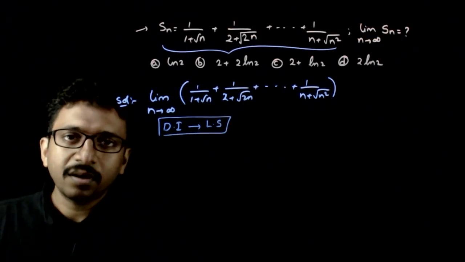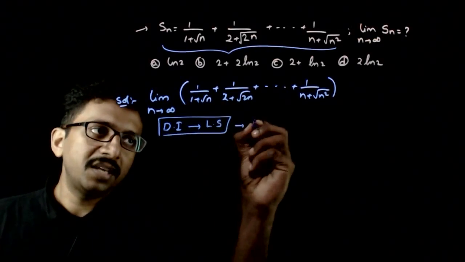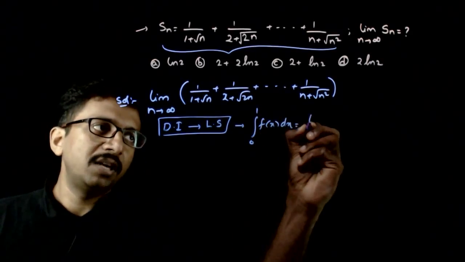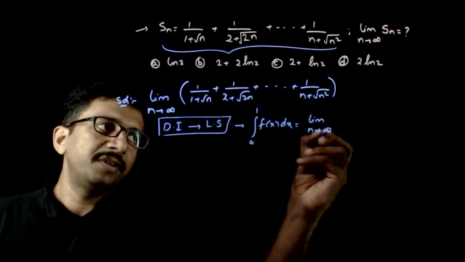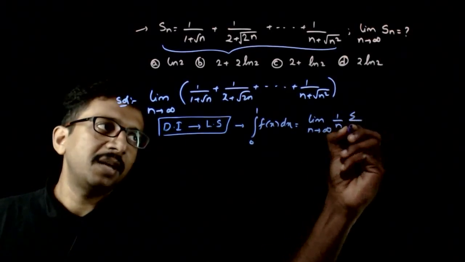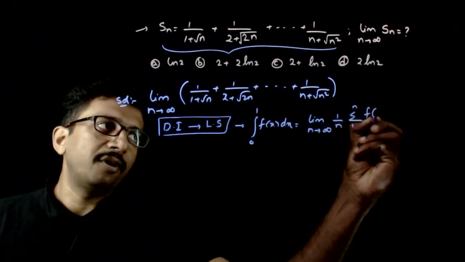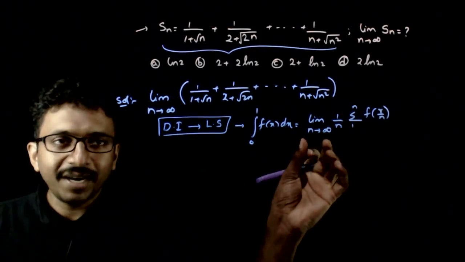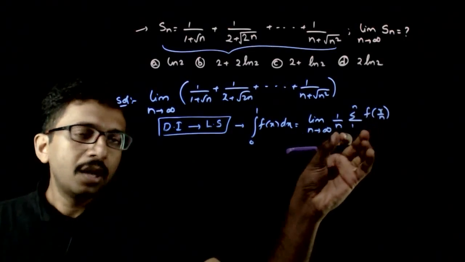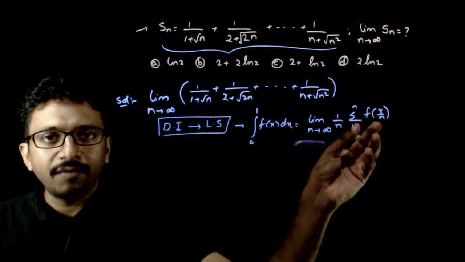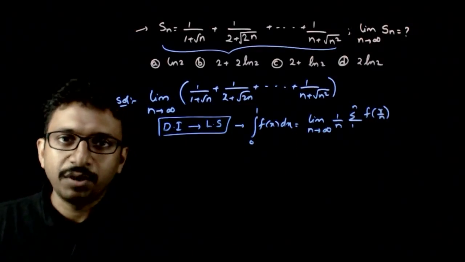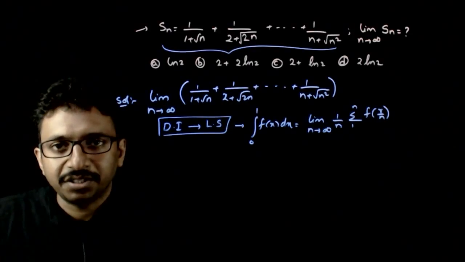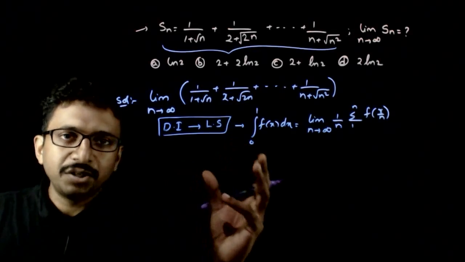In this topic, you have a formula which is integration from 0 to 1 f of x dx is equal to limit n tends to infinity 1 by n sigma 1 to n f of r by n. So, if you have limit n tends to infinity and a summation 1 by n sigma 1 to n f of r by n, that can be written as integration from 0 to 1 f of x dx. You have derived this in your topic of definite integration. Now let us use this.